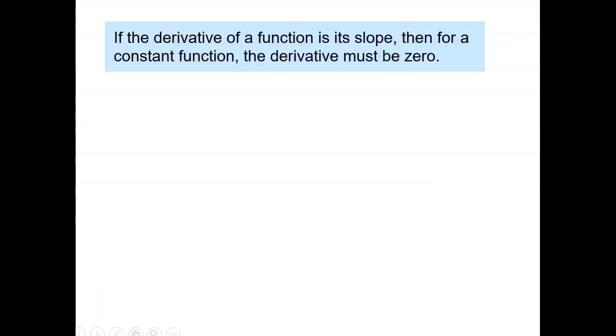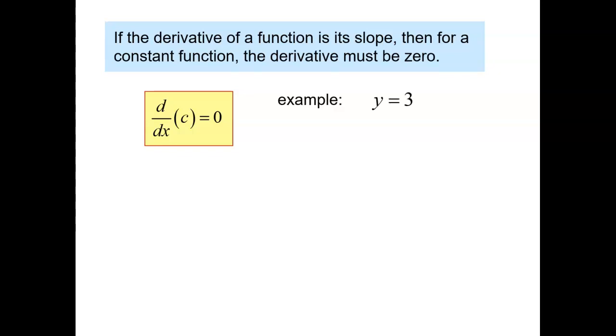If the derivative of a function is its slope, then for a constant function, the derivative must be equal to 0. So here's our first rule. The derivative of a constant function is equal to 0. Here's an example. A constant function, which is a horizontal line, like y equals 3. Because the slope of a horizontal line is always 0, it makes sense that the derivative would equal 0.